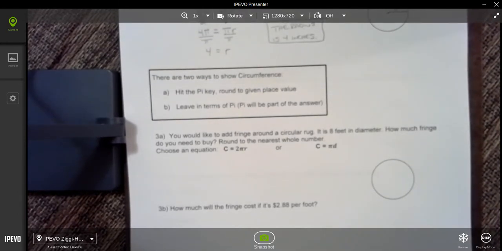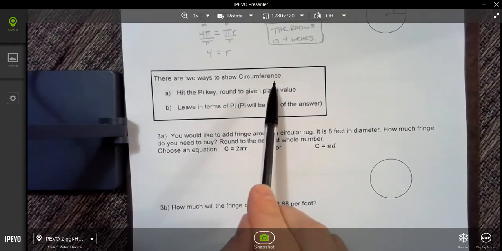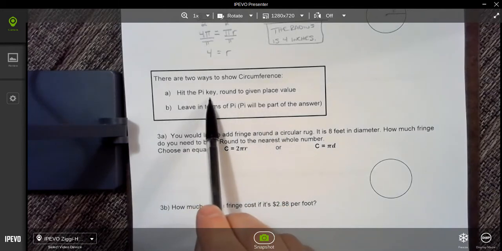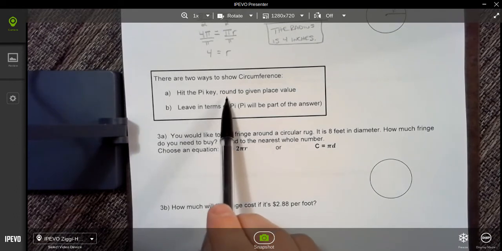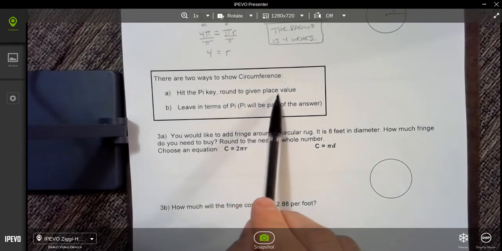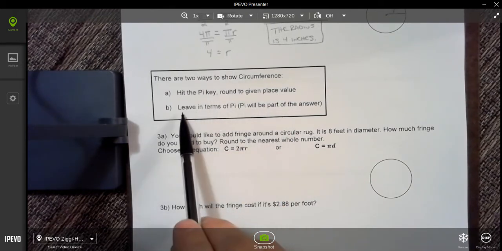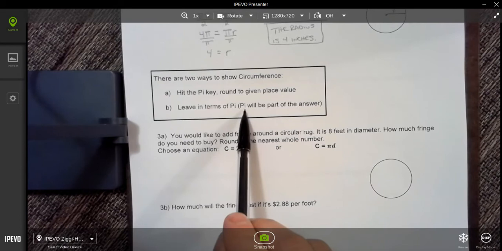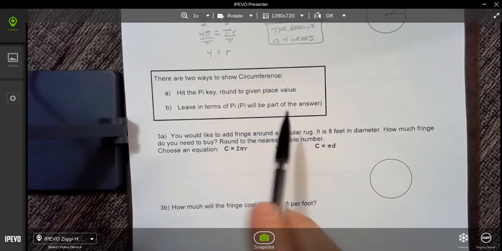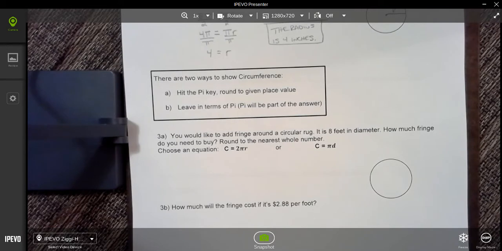Now, in the last two examples, the circumference was given to us and we had to calculate either the radius or the diameter. In these next questions, we're going to be given either the radius or the diameter, and we're going to have to try to calculate the circumference ourselves. There are two ways to show circumference. One thing that you can do, you can hit the pi key, which we did earlier on our calculator. You're going to use all of those digits, and then if they ask you to round, you're going to round to a given place value. The other way is to leave your answer in terms of pi, which means that pi will be a part of the answer. Let's check out an example of what we're going to be doing.